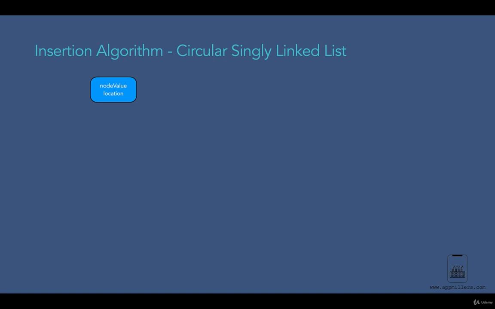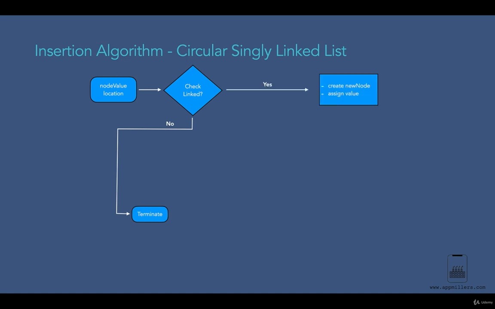Now the first step is to check whether the linked list exists or not. If it does not exist, we will return an error and terminate our algorithm. If it exists, we continue to the next step. In the next step, we create a new node based on the node class, and we assign the value that comes from the node value to this new node.